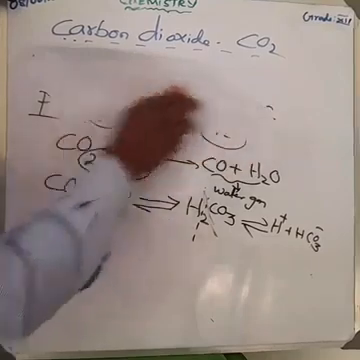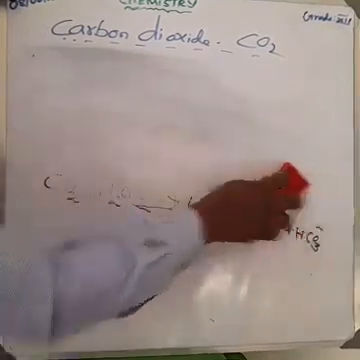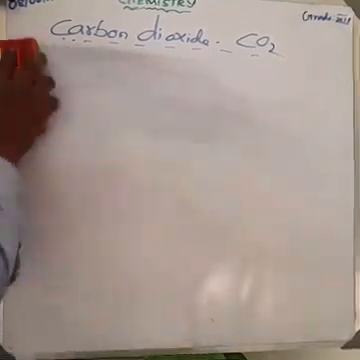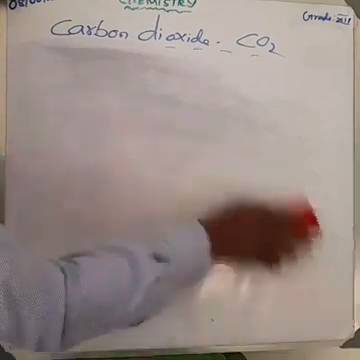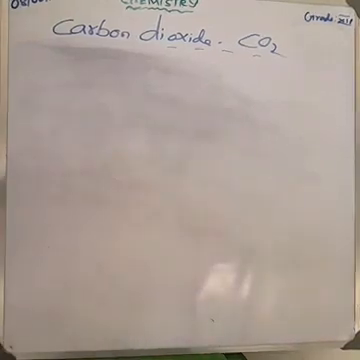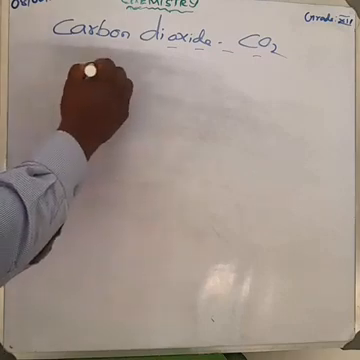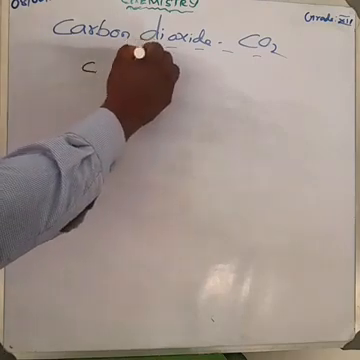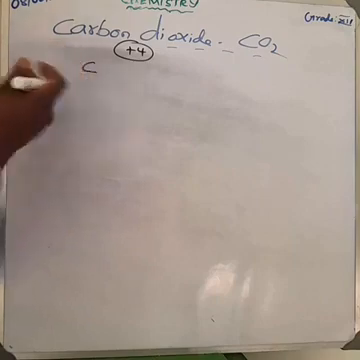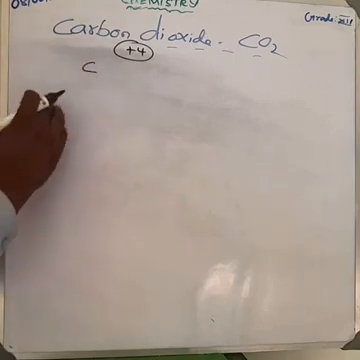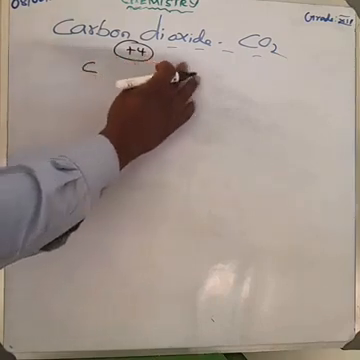Next, the structure of carbon dioxide. Yesterday we learned about the structure of carbon monoxide. Now we are learning the structure of carbon dioxide. The oxidation state of carbon is +4. Don't forget, that's one of the important questions. In carbon dioxide, what is the oxidation state of carbon? It is +4.